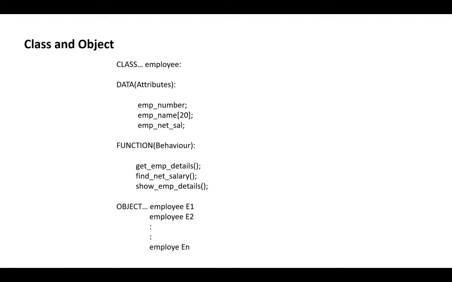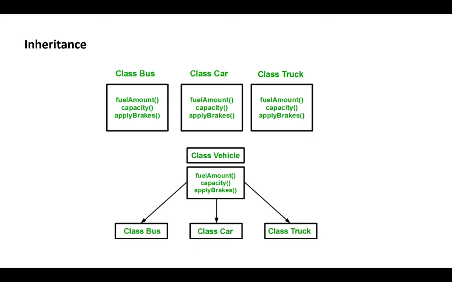Then going forward to inheritance. Inheritance is one of the good features of C++, which promotes code reusability. Say for example, you take a bus, car, or a truck. All these classes or entities have common functionalities, like fuel amount or capacity, apply brakes. So these are all common functionalities or features of the bus, car and truck.